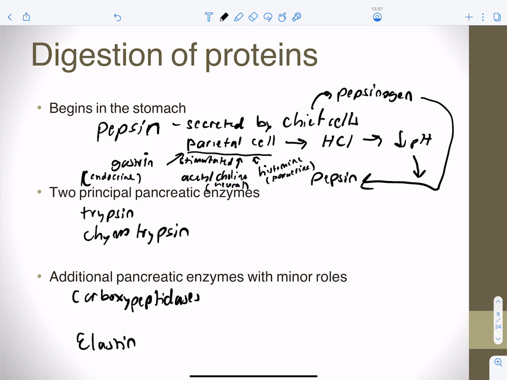Gastrin is present in the G cells, and this is going to be in your gastric antrum as well as your duodenum, and it's a peptide hormone. It causes gastric motility and the growth and secretion of hydrochloric acid in the stomach. So gastrin is made and released by your G cells.